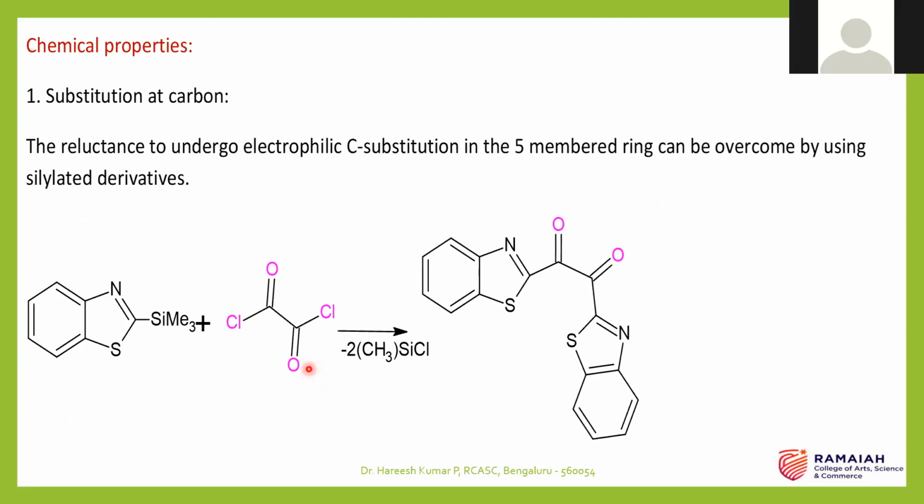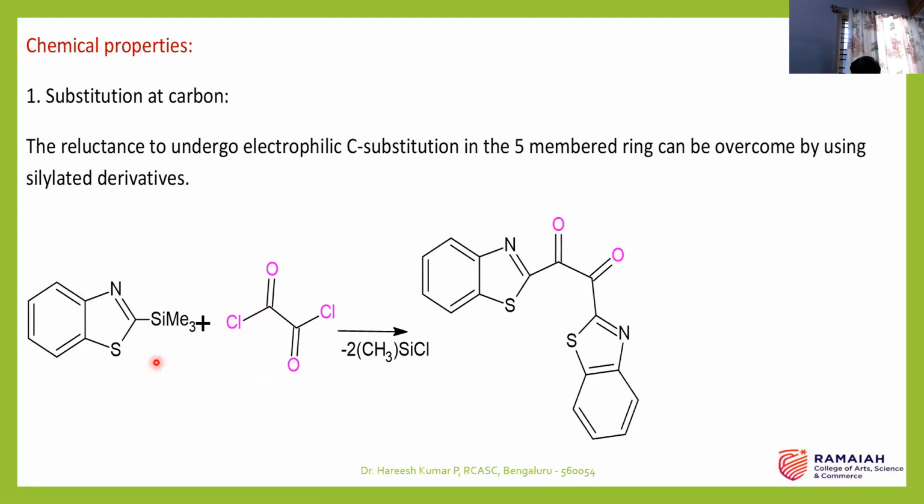So electrophilic substitution at this carbon in a 5-membered ring is difficult. That is the reason it can be achieved by converting into a silylating agent. So this is after the introduction of the silylating agent, and we can go for an acylation. What will happen? This bond is reacting with this carbon, and trimethyl silyl chloride will form a bond with chlorine. So that is the reason.